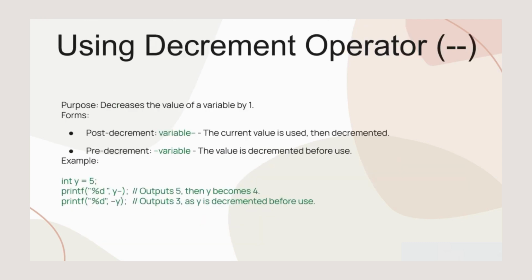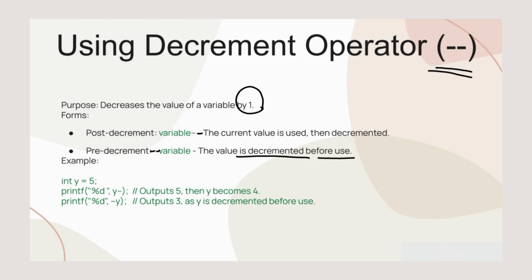Let us see decrementation again. Two minus signs used together show a decrement operator. The decrement operator simply decreases the value of a variable by 1. Again, there are two forms of decrement, post-decrement and pre-decrement. In post-decrement, the value of the variable is given first and then it is decremented. And in pre-decrement, you use two minus signs before the variable and the value is first decremented and then kept in use.